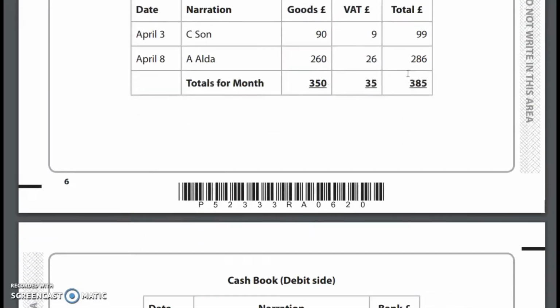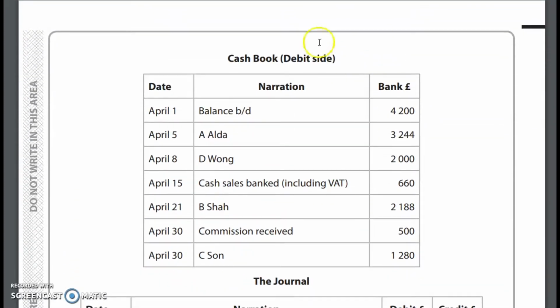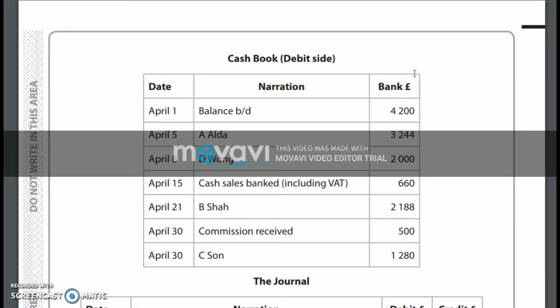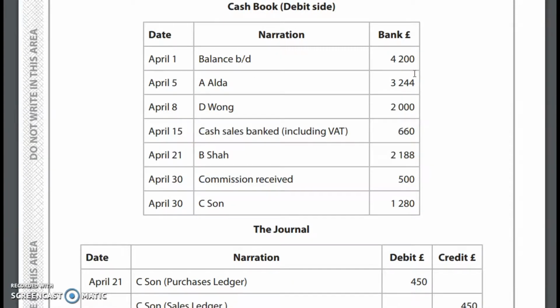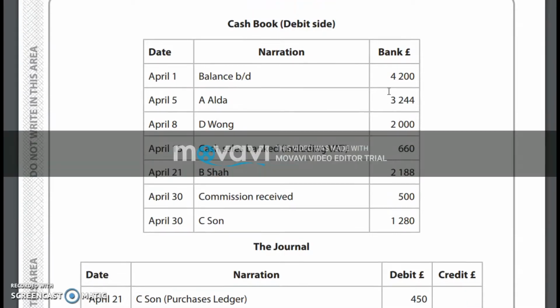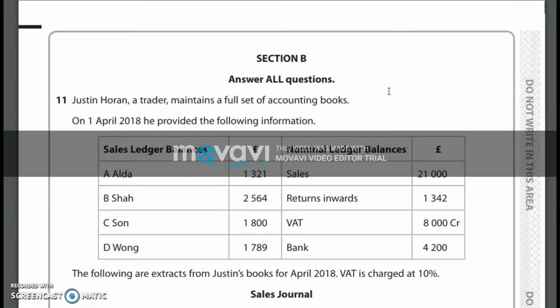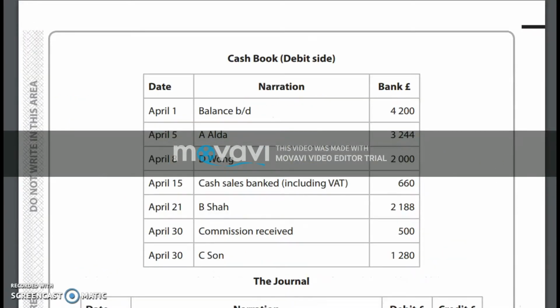Next, after return inwards, we need to take the cash book. Cash book indicates all the cash received, but this doesn't indicate all the transactions related to trade receivables. Therefore, when you take the cash book figure, you are supposed to pick only the ones related to our trade receivables. So first of all, let's see who are our trade receivables. Alda, Shah, Sun and Wong. So if you have any transaction relevant to them, then yes, you have to take them.